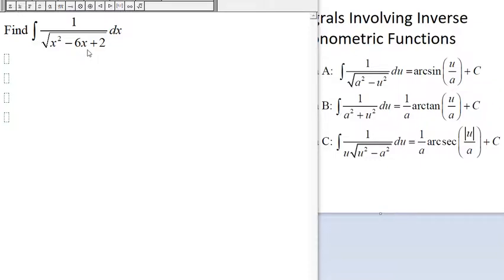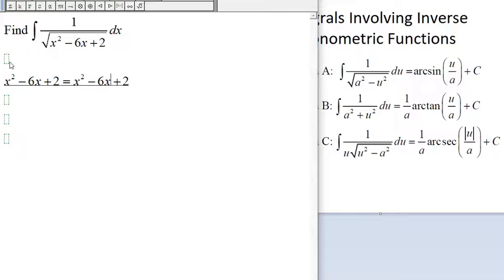Here we have the indefinite integral of 1 divided by the square root of x squared minus 6x plus 2. And with this type, we will proceed like this. If we look at the x squared minus 6x plus 2, we see that it's not factorable. So what we do is, first, let's do completing the square.